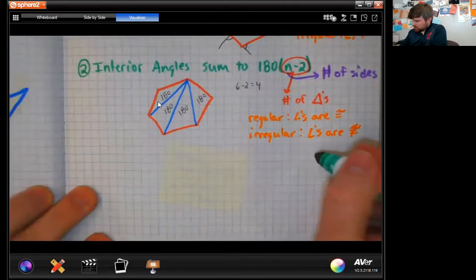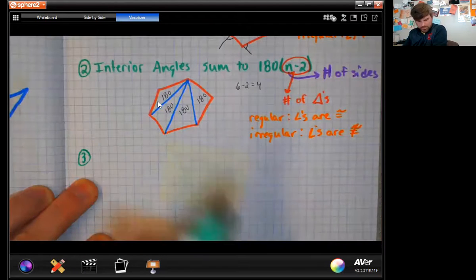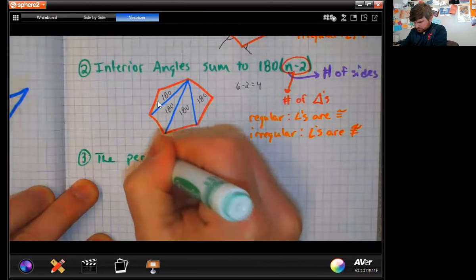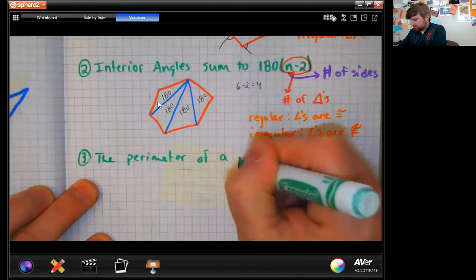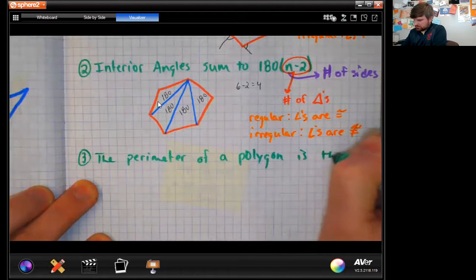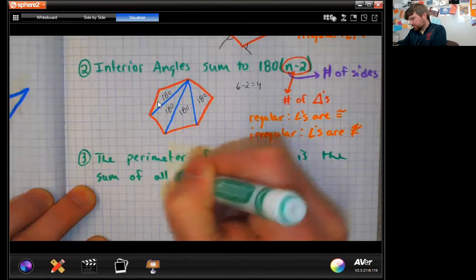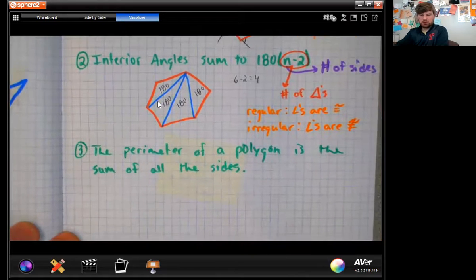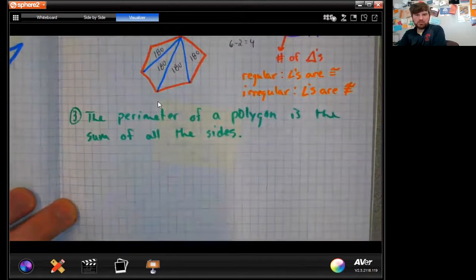Okay, number 3. The perimeter of a polygon is the sum of all the sides. Okay, that's no different than any other shape we've had. The polygon, any polygon, you just add up how many sides.